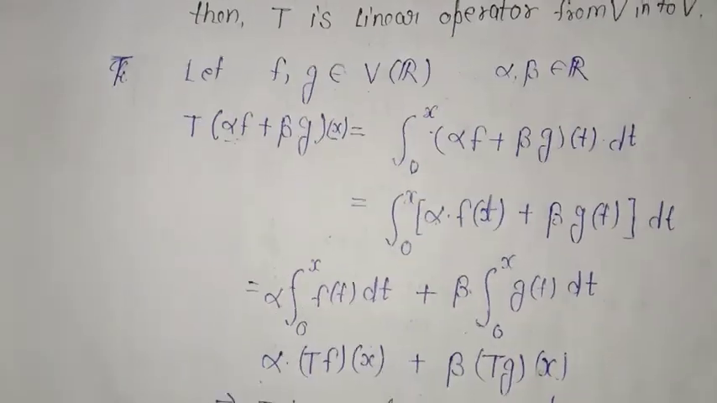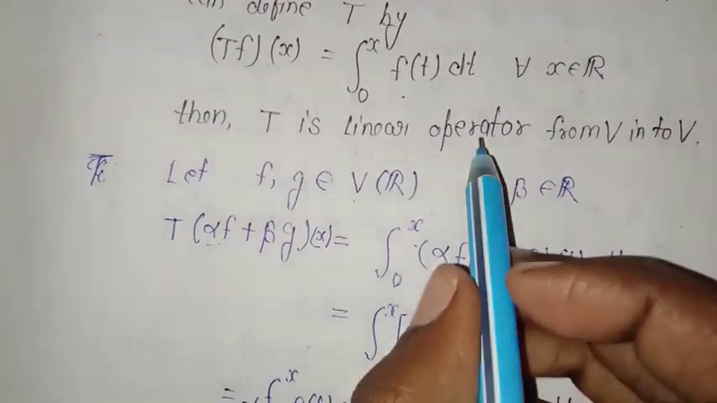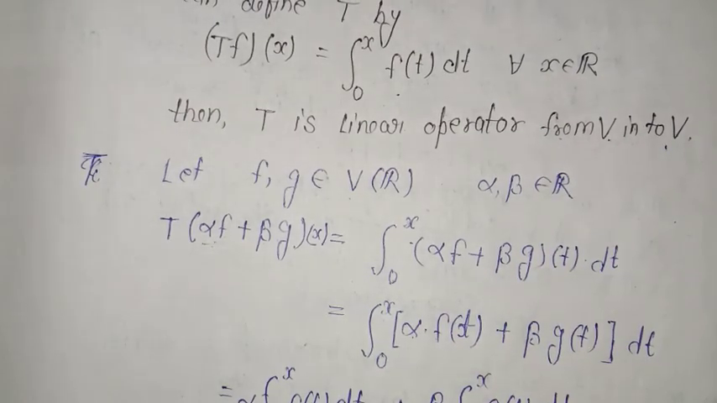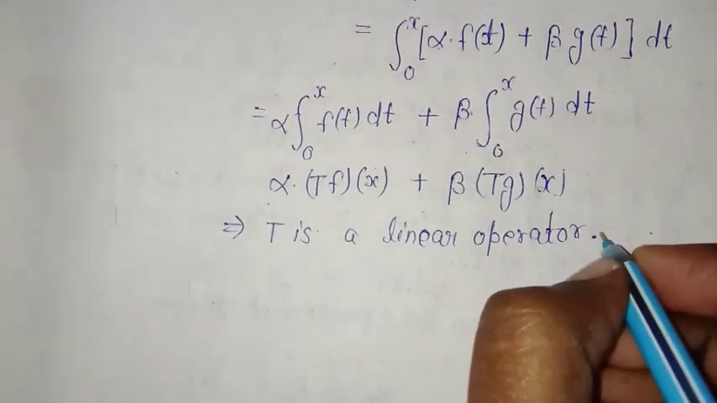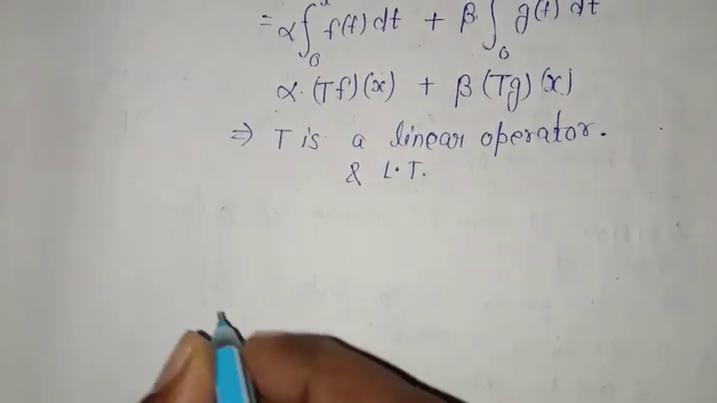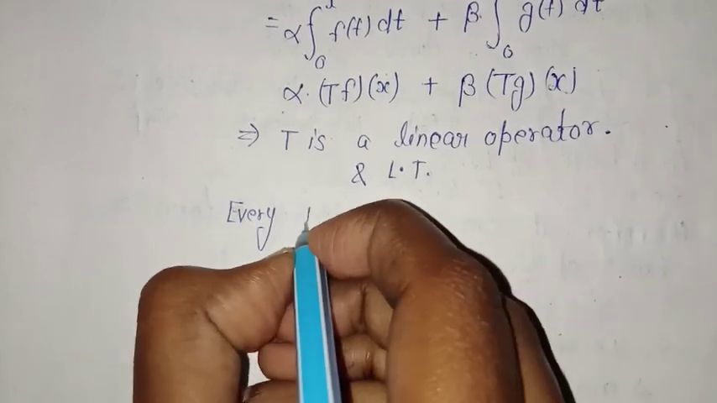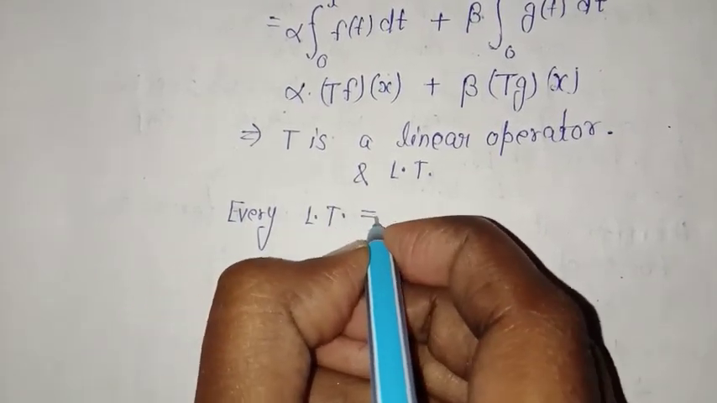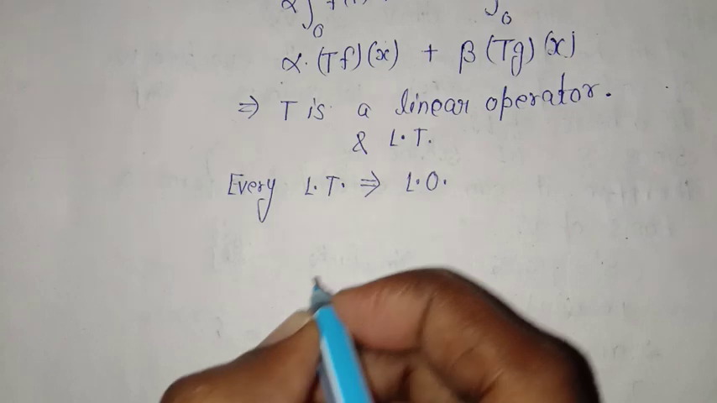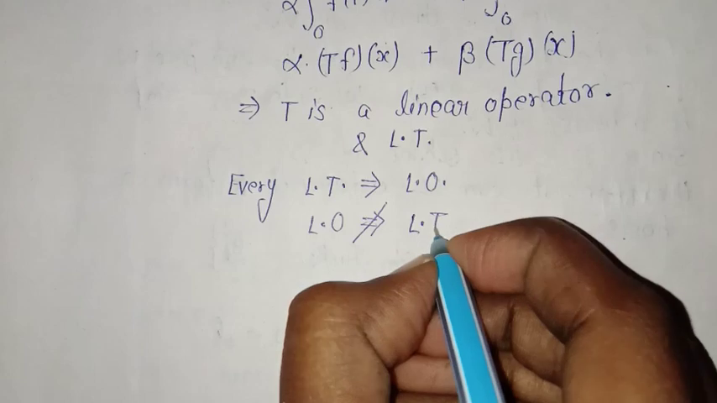Now, the same example is also valid for linear transformation, because if we are taking the mapping from V to V, there are no issues. They are both linear transformation and linear operator. So from here we can conclude that every linear transformation is a linear operator, but the converse need not be true. That is, a linear operator need not imply a linear transformation.